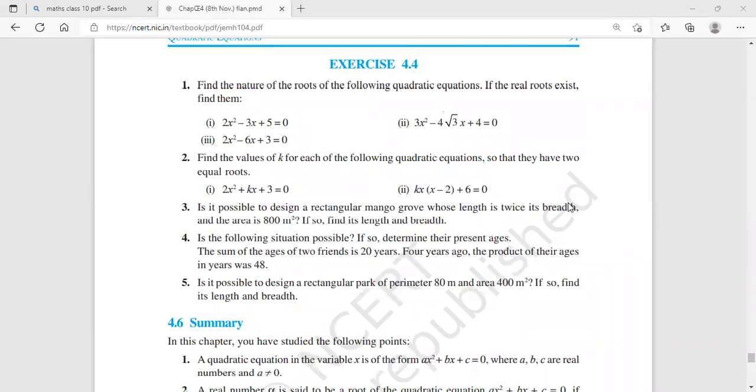So third question: is it possible to design a rectangular mango grove whose length is twice its breadth and the area is 800 meters square? If so, find its length and breadth. See, the length and the breadth of a rectangle are usually real numbers. Okay, remember that. You cannot have imaginary numbers.